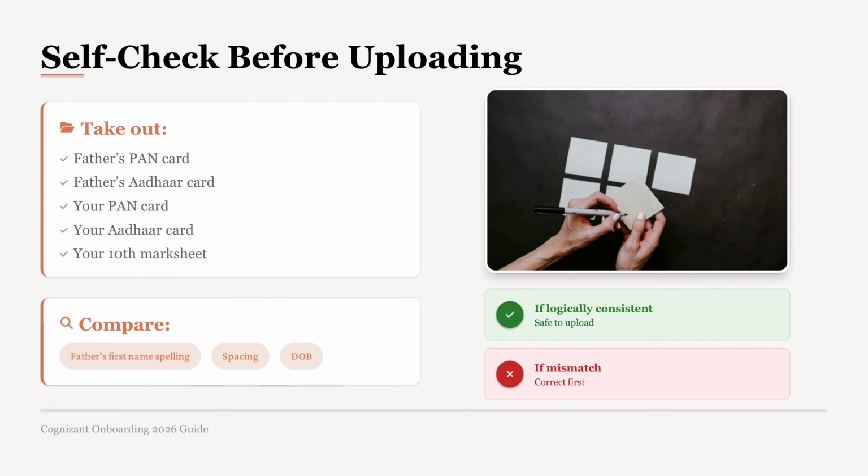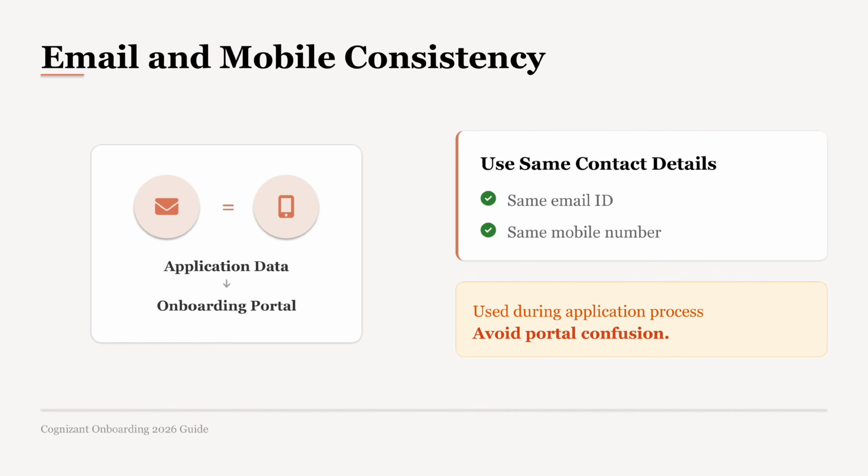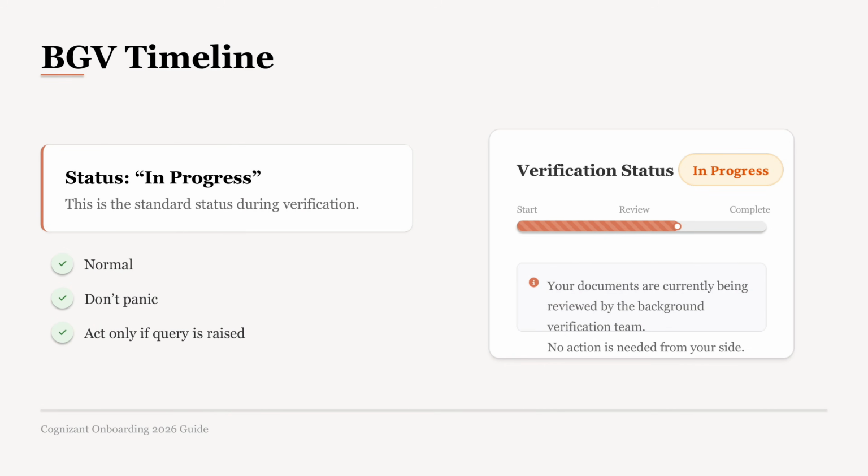Now let's talk about the gap declaration. Sometimes the portal can ask, are there any education gaps? If you have any education gap, please mention it honestly. Don't hide any information. Small but important: use the same email ID and mobile number that you used during the application. Sometimes a mismatch creates confusion in the portal record as well. Background verification usually takes some time, so don't panic if the status still shows in progress even if you have completed all the formalities. Only act when a query is raised against you.